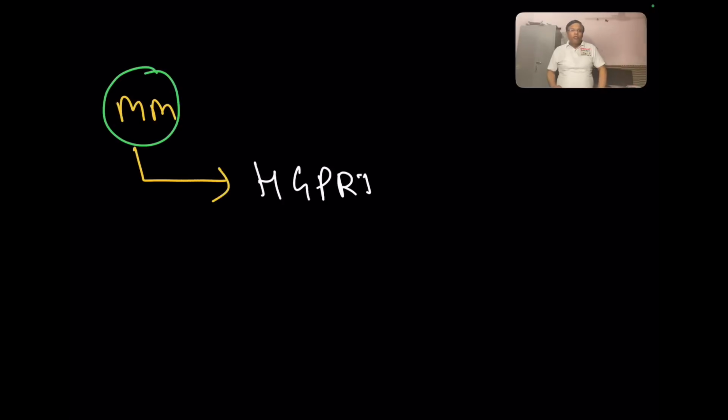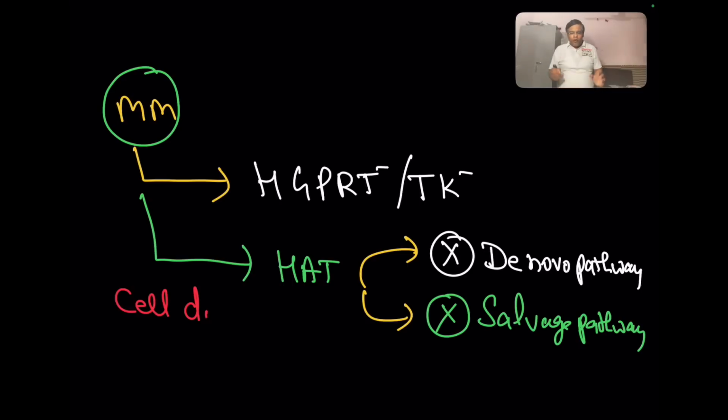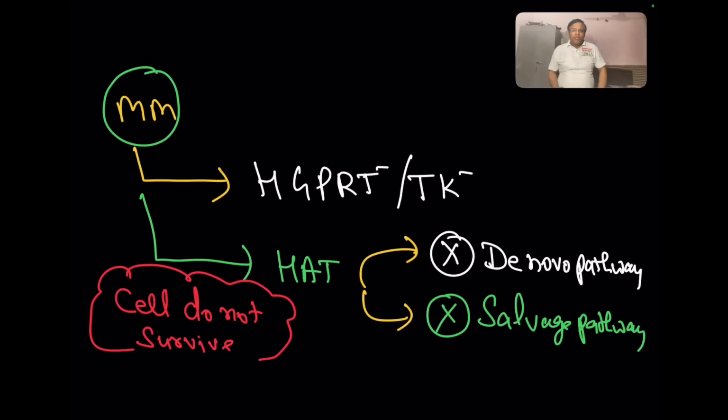Next, if you have fusion of myeloma cells, I have told you that myeloma cells lack the enzymes HGPRT and TK. So in this situation, what is going to happen if you put these cells within the HAT media? The de novo pathway is blocked by aminopterin. And as these cells lack both of these enzymes, the salvage pathway is also not operational.